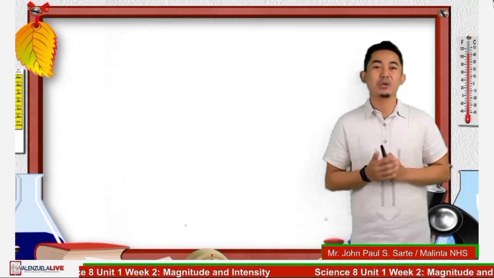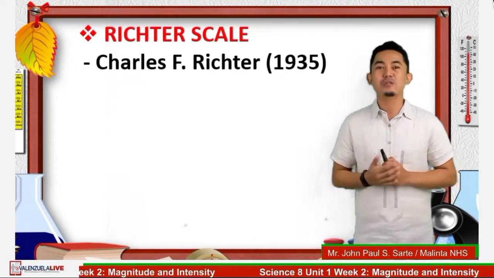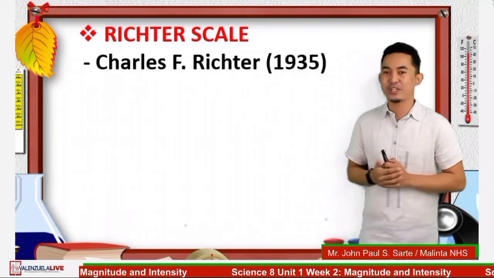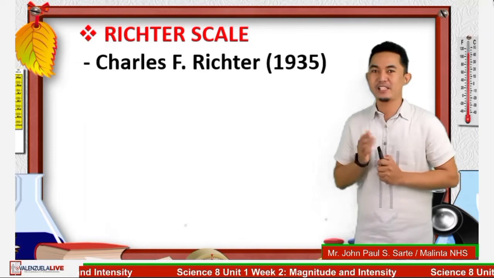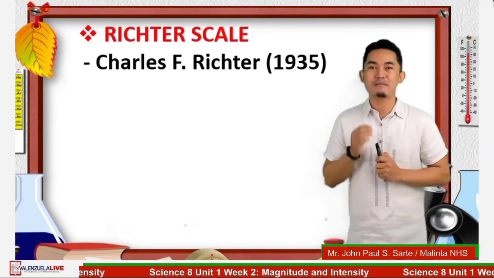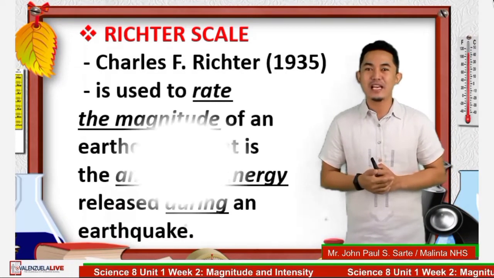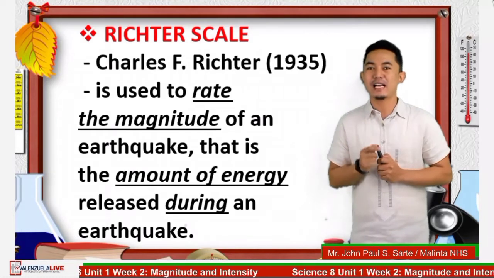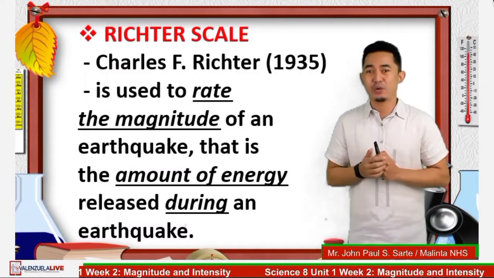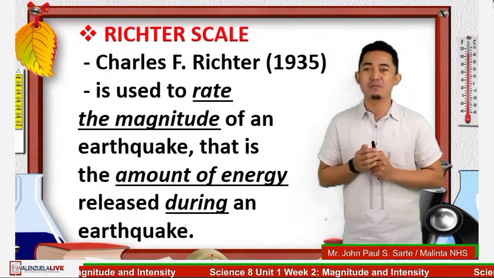And it is measured in what we so-called Richter scale, which was proposed by Charles F. Richter in the year 1935. This scale is used to rate the magnitude of an earthquake. That is the amount released during an earthquake. Remember class, it is during the earthquake. That scale is going to be used by seismologists.